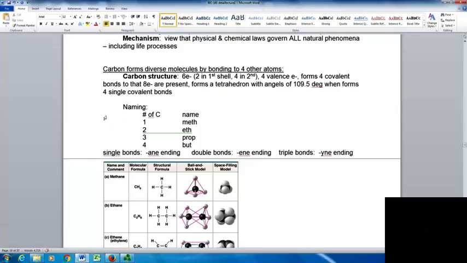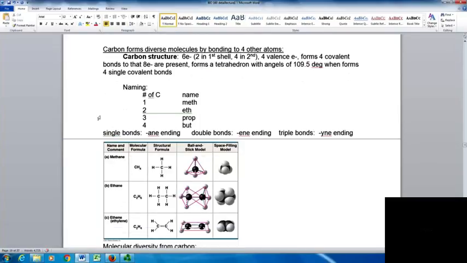Naming of the carbon compounds is really pretty straightforward. A lot of times the names can be intimidating to people when they are first learning them, but being aware of just a couple things can make it a little bit simpler and not quite as intimidating. The first thing we look at is the number of carbons in the chain. If there's 1 carbon, it's going to use the prefix meth. If there's 2, you use the prefix eth. 3, you use the prefix prop. 4, you use the prefix but.